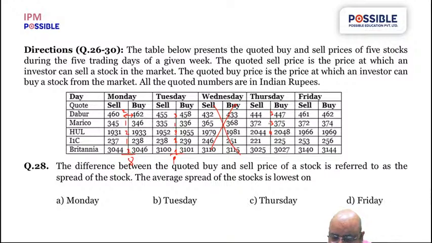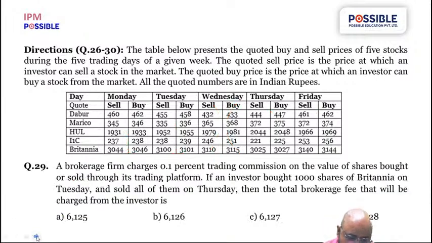Again, at this point, this crosses 8, so no point checking Thursday. Friday, the difference is 1, 2, 3, 3, 6, 7, 8, 9. Crosses 8, and therefore the lowest average spread will be on Monday. Almost no calculation involved. Certainly a question that should have been attempted.